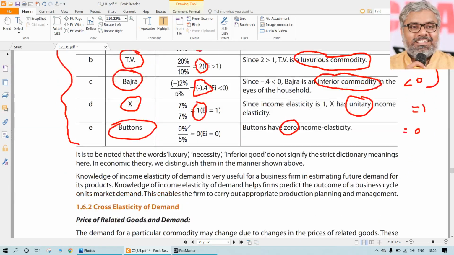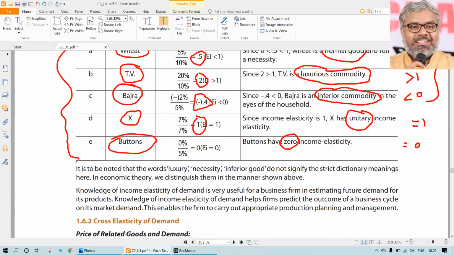Usually, we also have to clarify this. This is what I was also talking about. Usually, you use these words in a different way: luxury, necessity, inferior. How we use them in everyday life is not what we really care about here. Here we care about economic theory.